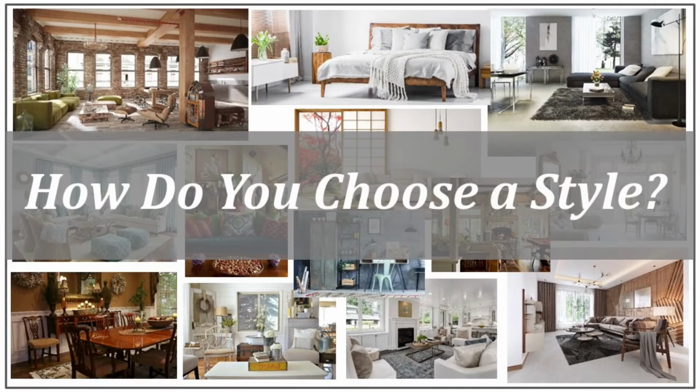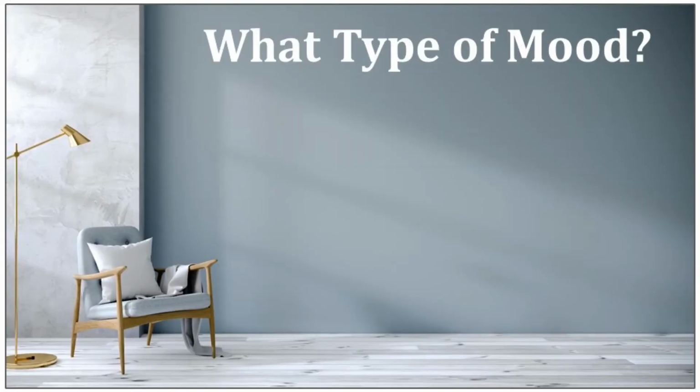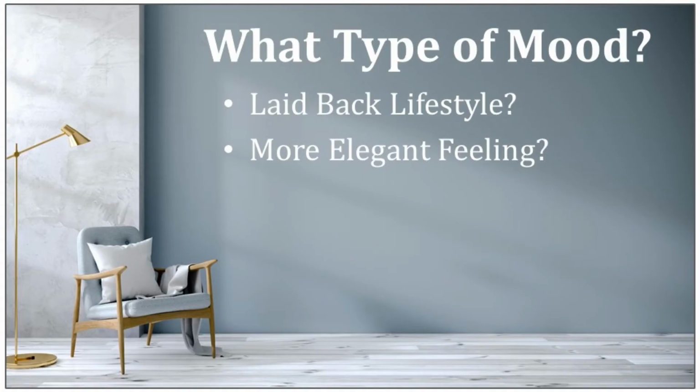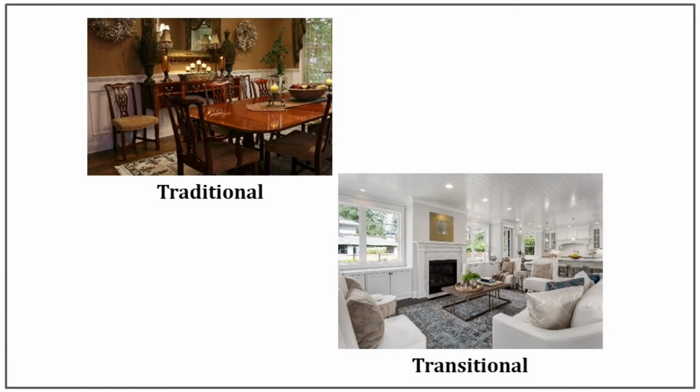So, how do you choose a style? As with many things in interior design, this really comes down to what type of mood you want for your home. Do you prefer a more laid-back lifestyle? If so, then I would recommend you choose an industrial, coastal chic, French country, bohemian, or farmhouse style. Or do you prefer a more elegant feel to your home? If so, then go with a traditional or transitional style.